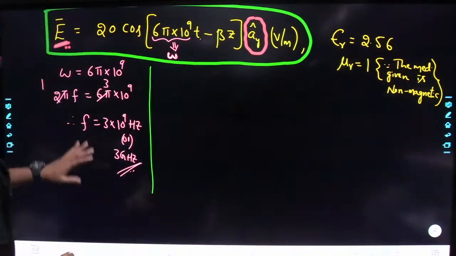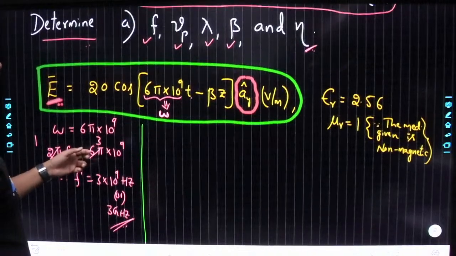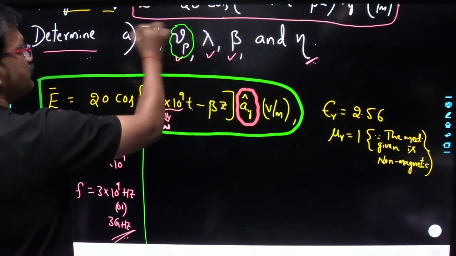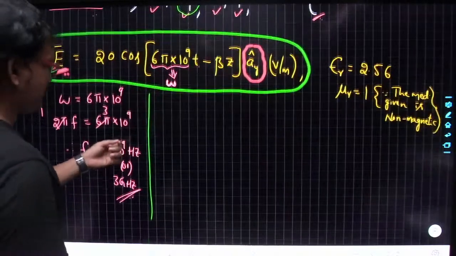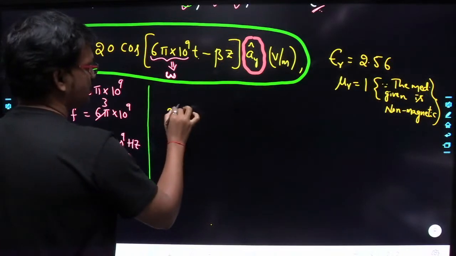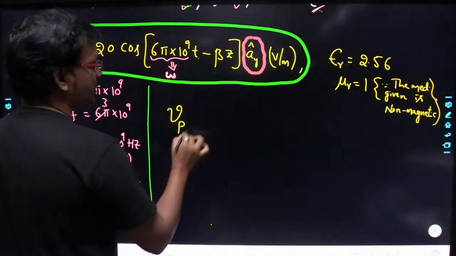So here we have determined the frequency of the wave. Next, what they are asking here? They are asking the phase velocity of the wave, right? So what is the phase velocity of the wave here? How to determine the phase velocity of the wave? So the phase velocity of the wave is equal to what?